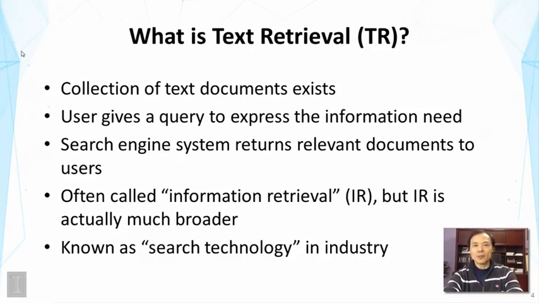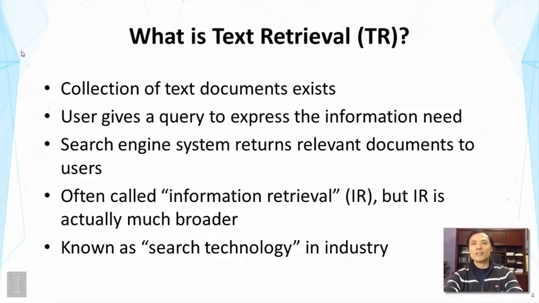So the scenario is the following. You have a collection of text documents. These documents could be all the web pages on the web, or all the literature articles in the digital library, or maybe all the text files in your computer. A user would typically give a query to the system to express the information need, and then the system would return relevant documents to users. Relevant documents refer to those documents that are useful to the user who typed in the query.